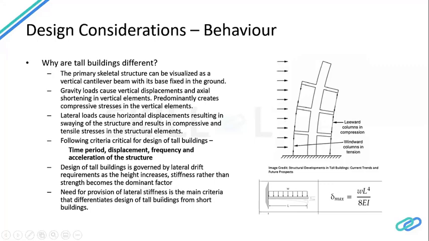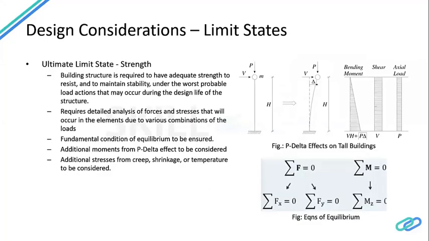In a short building design, the stiffness may not be much critical because the displacement is not too much. But in a tall building design, the stiffness becomes very critical because you want to restrict the displacement at the top. So this is in brief the difference between tall building and short building design. Now let's move on to the limit states of the design. Like I said, there are 2 limit states: one is the strength design and the other is the stiffness design. Generally in short buildings, strength governs. In tall buildings, stiffness also plays a critical part.